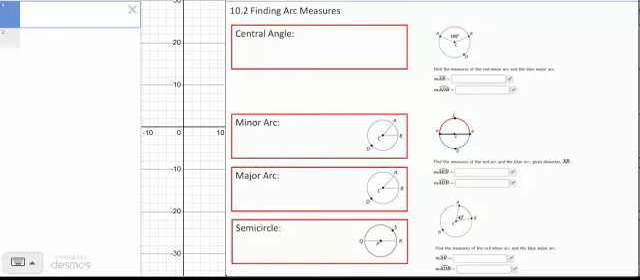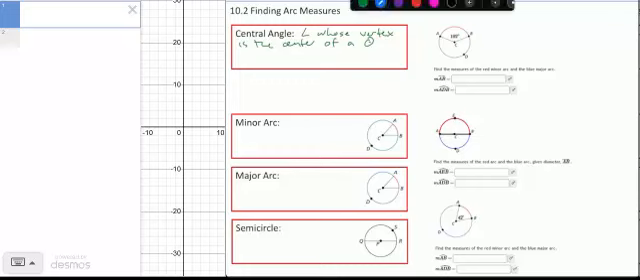A central angle, remember, is an angle whose vertex is the center of a circle. When you are looking at this, the additional relationship that goes along with it is that the central angle and an arc measure are exactly the same.